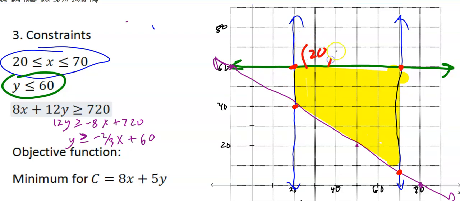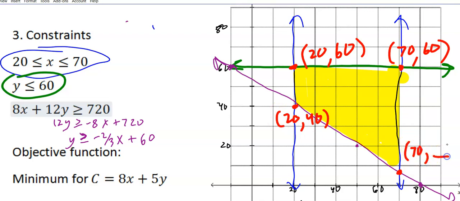So this one's easy, right? This is 20, 60. This one is 70, 60. This one's not too bad, actually. It's 20, 40. It seems to be labeled nicely. But this one doesn't seem to hit at a nice point. I do know the x value is 70. So I don't know the y value.